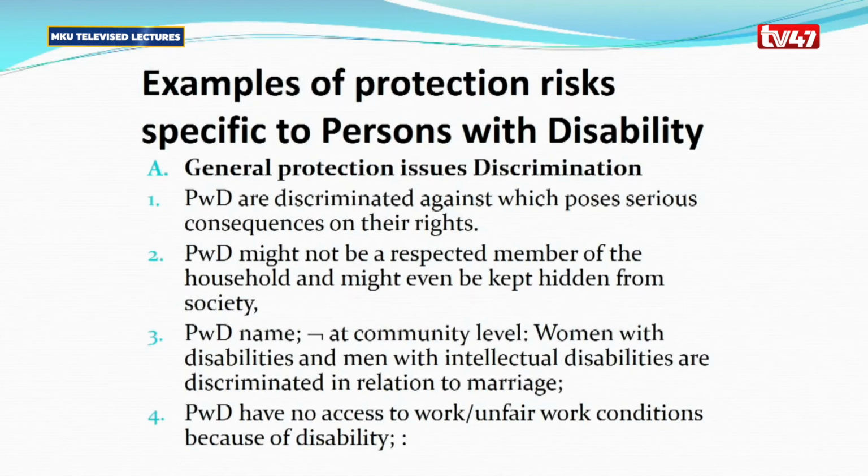I want us to get some examples of protection risks specific to persons with disabilities. We look at A, general protection issues, discrimination. Where do we find these discriminations? Number one, they are discriminated against, which poses serious consequences on their rights. Two, persons with disabilities might not be a respected member of the household and might even be kept hidden from the society. Three, persons with disability at community level.